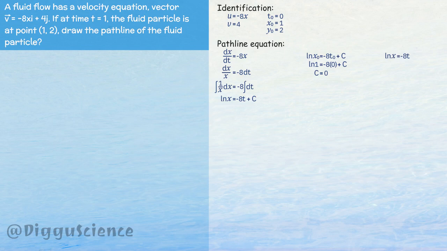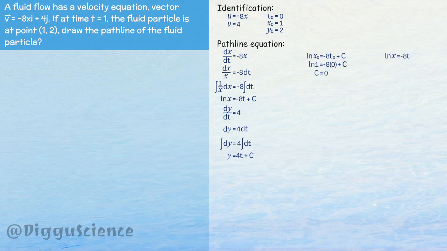Meanwhile, the position of the ordinate at a certain time can be calculated through the velocity component v. dy/dt equals v. Plugging in the value of v, dy/dt equals 4. Simplifying this equation, dy is equal to 4 dt. Integrate both sides. The integral of 1 with respect to y is y. The integral of 1 with respect to t is t. y equals 4t plus c.